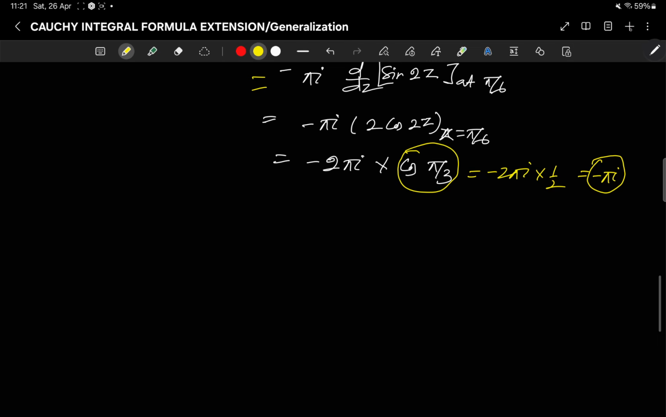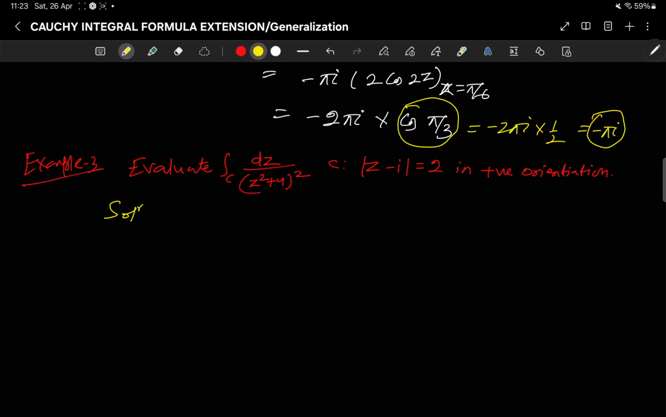So let us evaluate a few more examples. Now coming to the solution of example 3, first we have to understand this path. The path is a circle with center at i and radius 2, right. The center is at i, with the origin at 0, and the radius is 2, so it will come down to minus i. This is one distance, this is one distance, so it comes down to minus i, and upward it will come up to 3i.